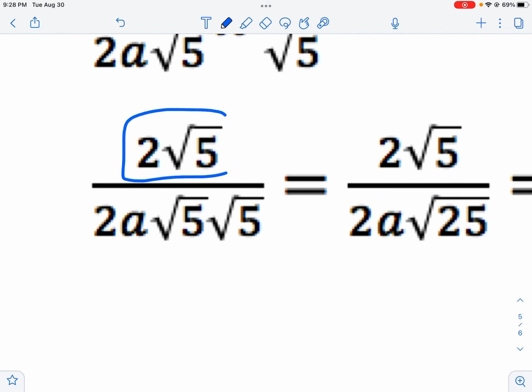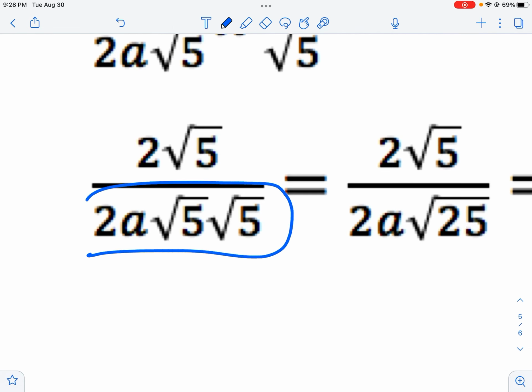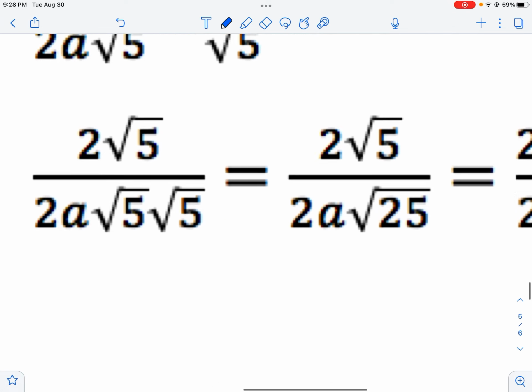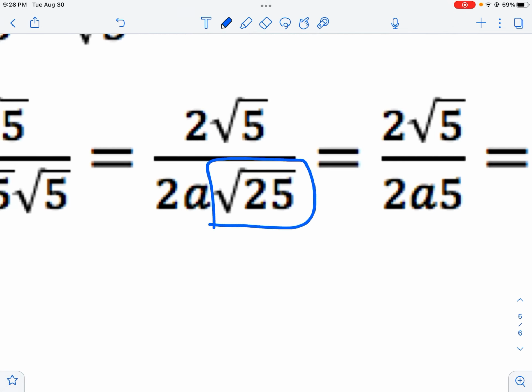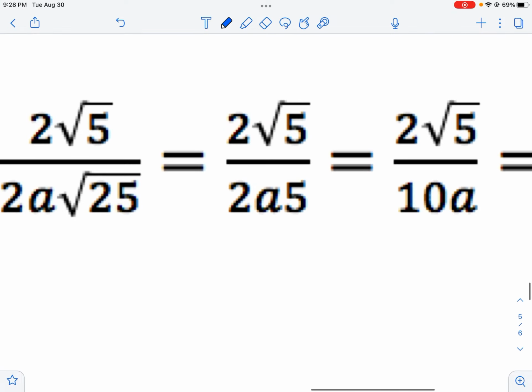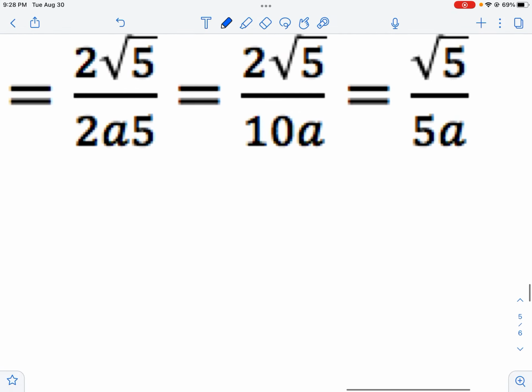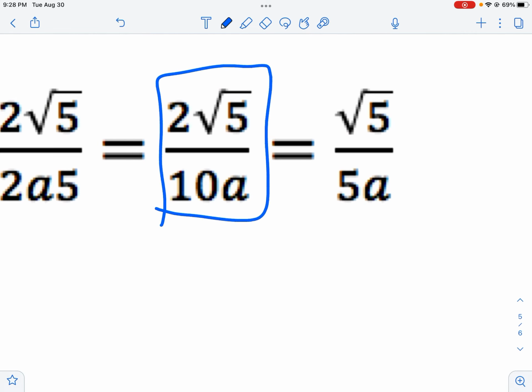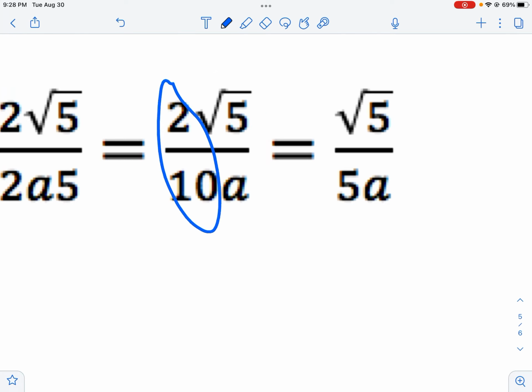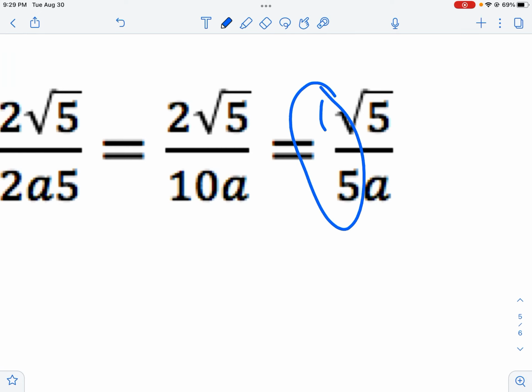So the top you get 2 root 5. On bottom you get 2 root 5 root 5. Root 5 times root 5 is root 25, which is 5. And 2 times 5 comes out to be a nice number. It comes out to be 10. And so we could stop here, but that's not as simplified as possible. And we want to keep going. 2 tenths does simplify to be 1/5 here.